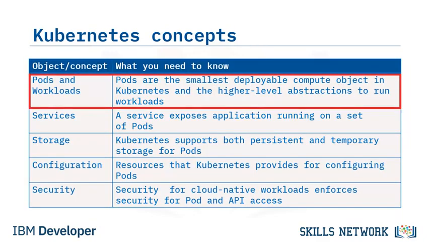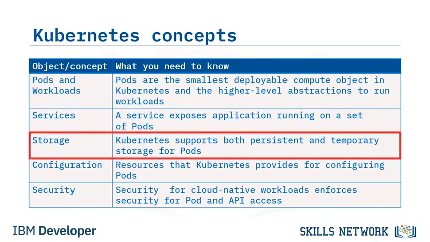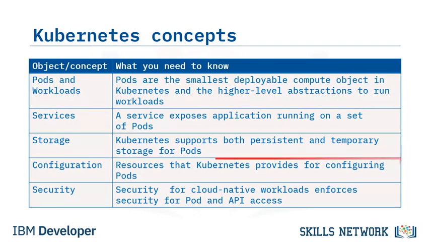Let's check out some Kubernetes concepts. Concepts of Kubernetes include the following. Pods represent the smallest deployable compute object and the higher-level abstractions to run workloads. Services expose applications running on sets of pods. Each pod is assigned a unique IP address, and sets of pods have a single DNS name. Kubernetes supports both persistent and temporary storage for pods.